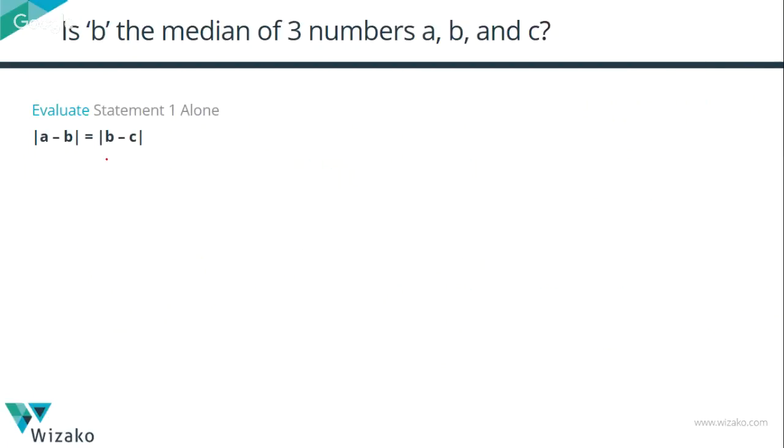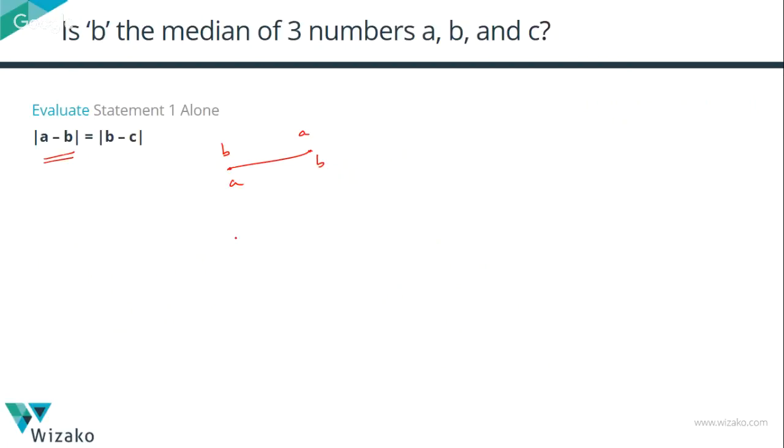Modulus of A minus B is equal to modulus of B minus C. Little things, let's get clarity. What do you mean by modulus of A minus B? Modulus of A minus B measures the distance between 2 points A and B on a number line, right? Here is A, here is B. This could be A and B, or it could be vice versa. It doesn't matter. The distance between A and B is what is measured. What does this state? It essentially says that the distance between A and B is the same as the distance between B and C.